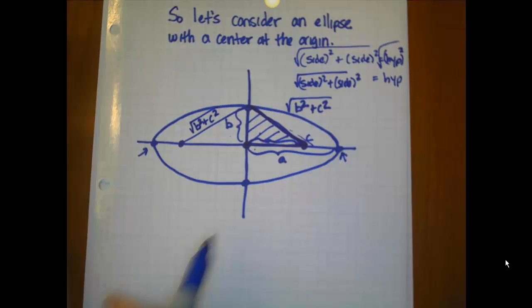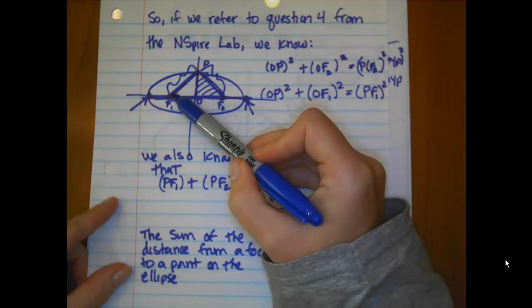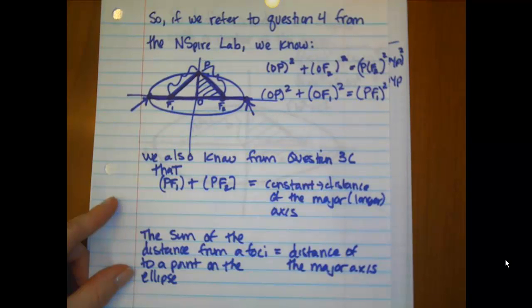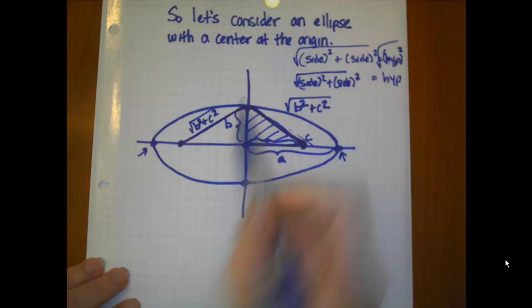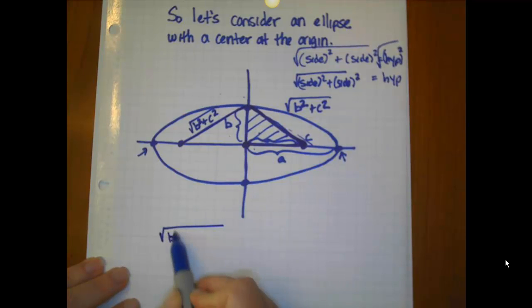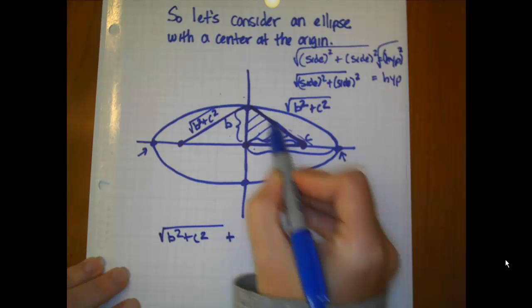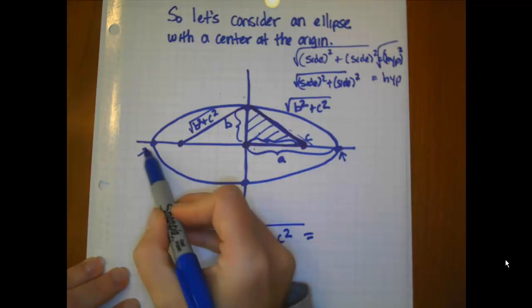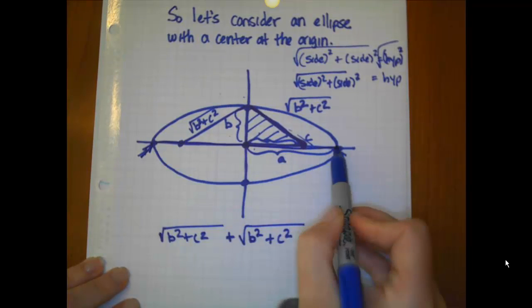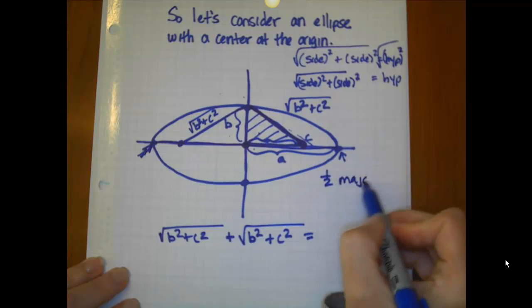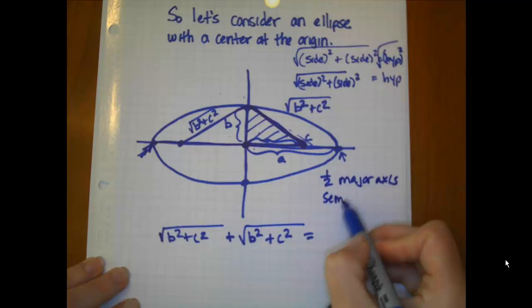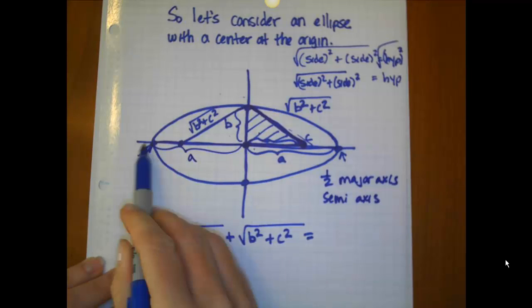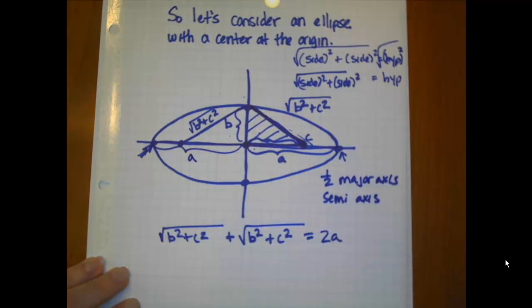So again, if I refer back, where I know from our Inspire lab that the sum of this distance plus this distance equals the entire major axis, that means this distance, the square root of b squared plus c squared, plus this distance, which is also the square root of b squared plus c squared, has to equal the entire major axis. Well, we defined half of the major axis, which is called the semi-axis, to be A. So that means this distance must also be A, so the entire distance of the major axis is 2A.